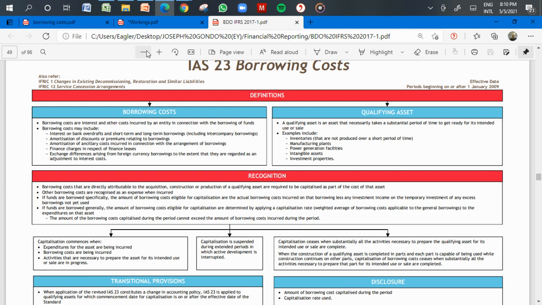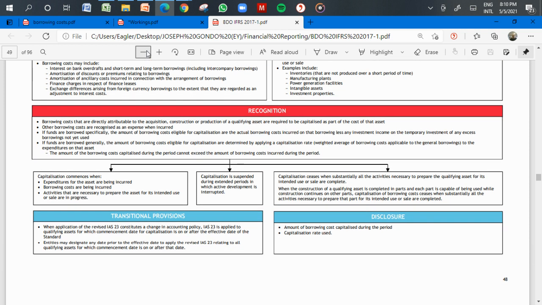Okay, another thing as a summary, we said, when should we commence capitalization of borrowing costs? So we are now on this paragraph. We identified three things. The first thing was expenditures for the asset are being incurred. Number two, borrowing costs are being incurred. Number three, activities that are necessary to prepare the asset for its intended use or sale are in progress. So those are three criteria. We emphasize this one.